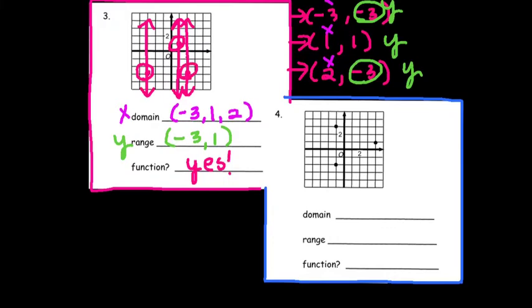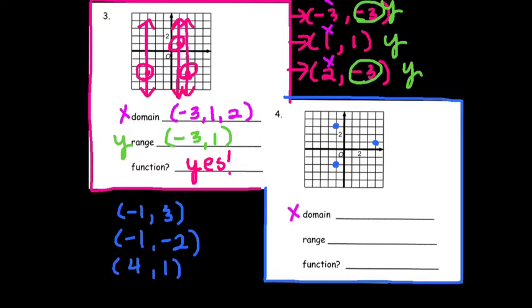All right, let's try it again on number 4. So again, I'm just going to list these points out. So we'll start with this point up here. This point is at -1 and 3. Let's do this point down here. That point is at -1, -2. And then finally, this point over here is at 4 and 1. So when I list my domain and range again, the domain are all the x's. So that's the first value in each of these. And we have -1, -1, and 4.